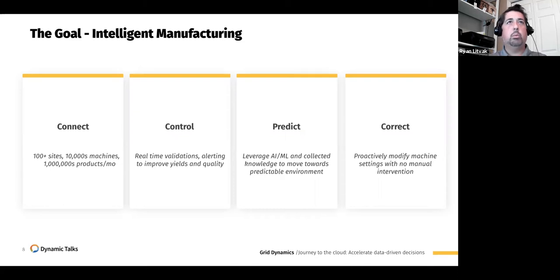Where we're looking to go, and we're just dipping our toes in the water at this point, is getting into the more advanced analytics space, being able to leverage AI and ML.